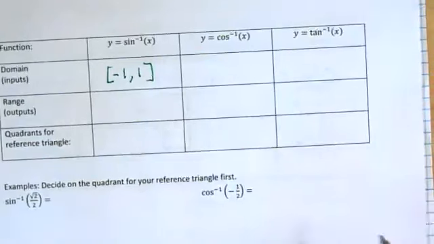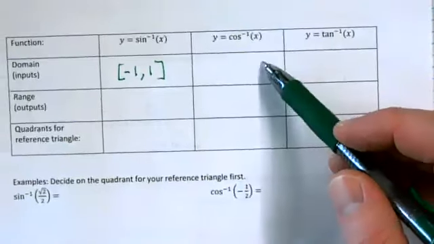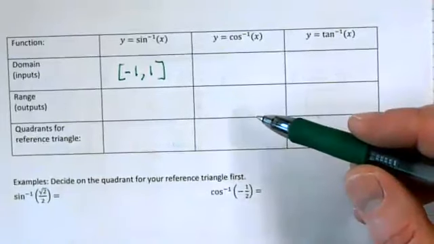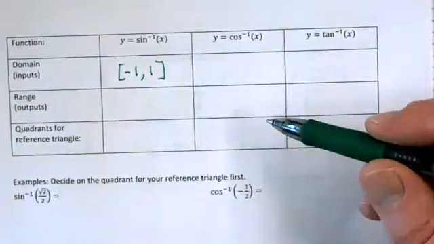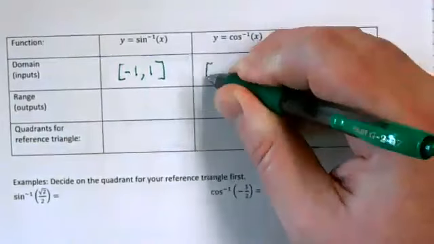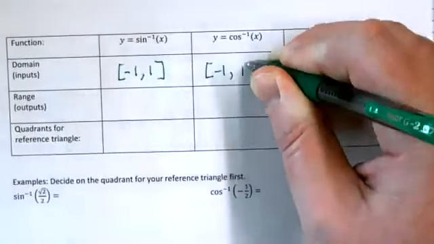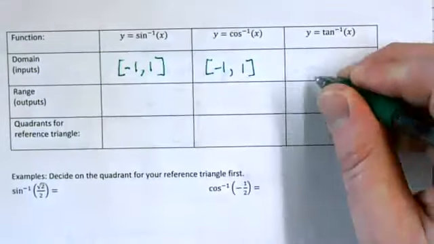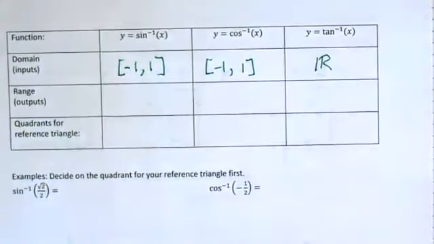All right. What about cosine? What's our domain for inverse cosine? Think about your original cosine. What's the range for original cosine? Same thing. What about tangent? What was the range of tangent? It went all the way up. We had those asymptotes, right? We went way up top. We went way down to the bottom. So the domain for inverse tangent is all real numbers also.